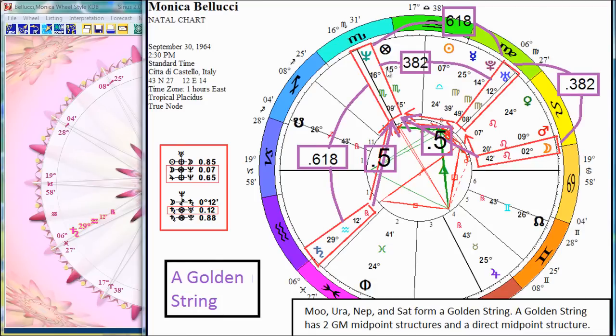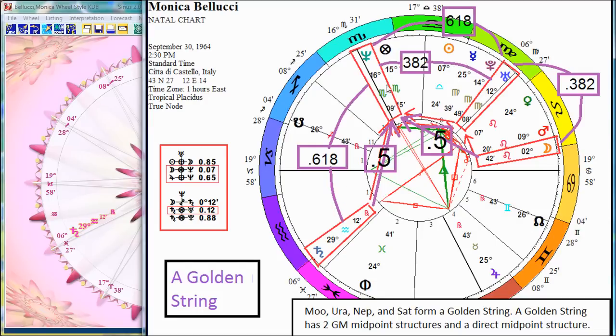If I look at it going counterclockwise in her chart, the Moon to Uranus angle, and then from Uranus to Neptune, obviously the Uranus to Neptune is a bigger angle, and it's bigger by how much? By the golden ratio. And then Neptune to Saturn is bigger than Uranus to Neptune by the golden ratio. So the angular distances are increasing by the golden ratio. So another way to think of it is that Uranus is at the golden mean midpoint of Moon Neptune, and Neptune is at a golden mean midpoint of Uranus and Saturn.